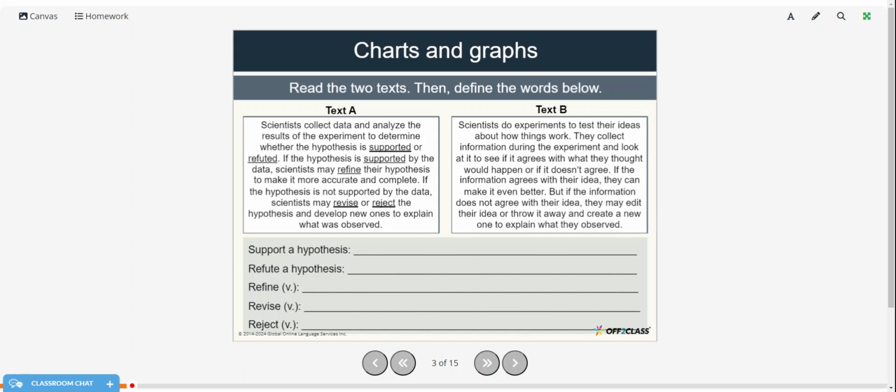Text B, scientists do experiments to test their ideas about how things work. They collect information during the experiment and look at it to see if it agrees with what they thought would happen or if it doesn't agree. If the information agrees with their idea, they can make it even better. But if the information does not agree with their idea, they may edit their idea or throw it away and create a new one to explain what they observed.